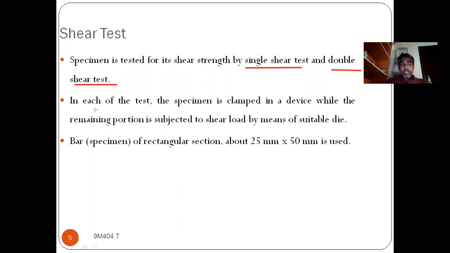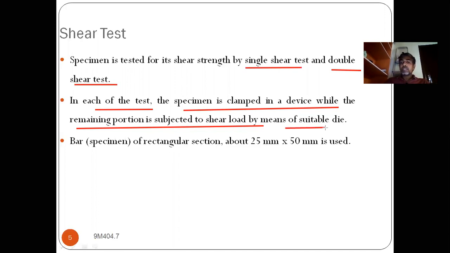In each test, whether single shear or double shear, the specimen should be clamped on a device attached to the UTM, and the remaining portion should be subjected to shear load. That means you have a hanging portion. On that hanging portion, by taking a suitable clearance, we apply the shear force, that is, the transverse load, using a suitable die. When you apply the load, the transverse load acts on the specimen and it gets fractured.